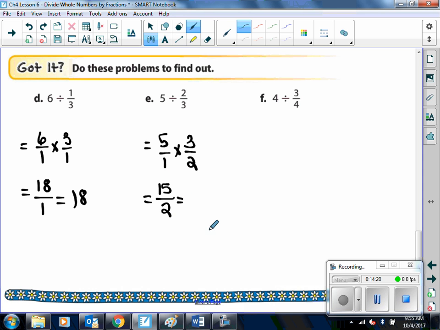And now we can change the improper fraction back to a mixed number. How many times does 2 go into 15? With how many left over? And the denominator stays the same. Very good.